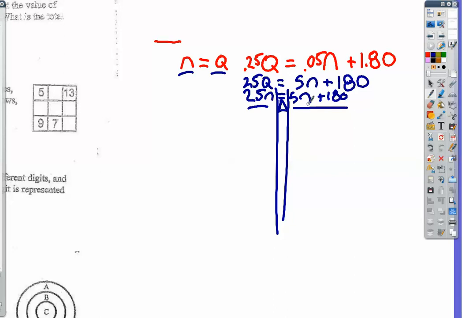What's the opposite of positive 5n? Negative 5n? That's right. So we're going to subtract 5n from both sides. So if I have 25 n's and I take 5 of the n's away, I'm left with 20 n's. 5n minus 5n is 0. I've done nothing with the 180. And so now I'm multiplying 20 times n.